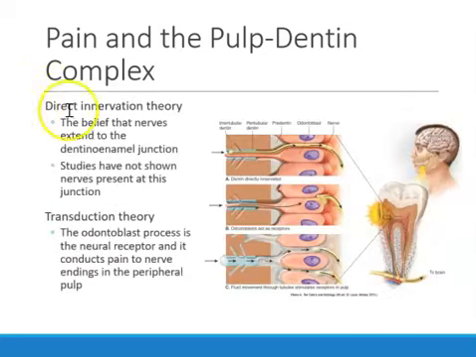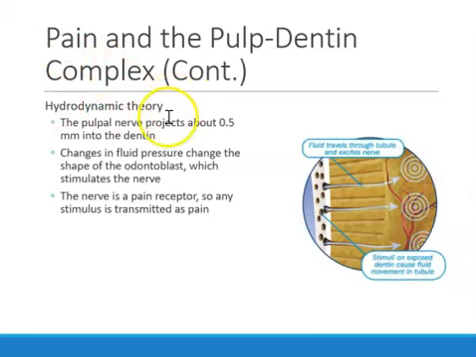Again, we'll just recap. There's the direct innervation theory, where there's a nerve that directly sends a message to the brain, but that's not really true. There's the transduction theory, where the odontoblast process is a receptor that catches the pain feeling and then sends a message to the nerve. Not exactly. There are some studies that support that, but the number one is the hydrodynamic theory, where the fluid movement and the odontoblast movement triggers the pain to be sent to the pulp, which then sends it to the brain. So it's the hydrodynamic theory that is supported by studies.